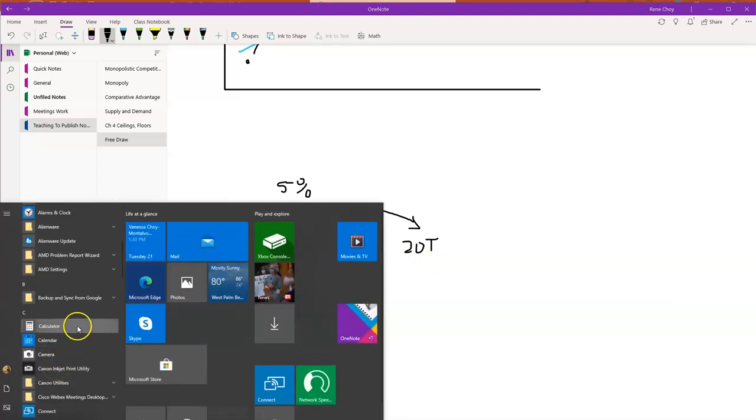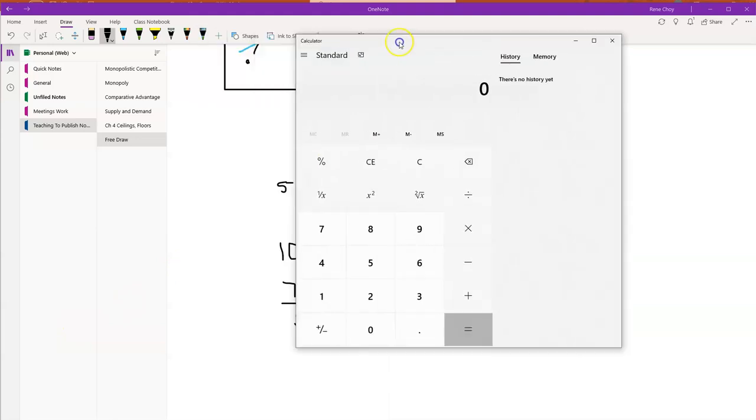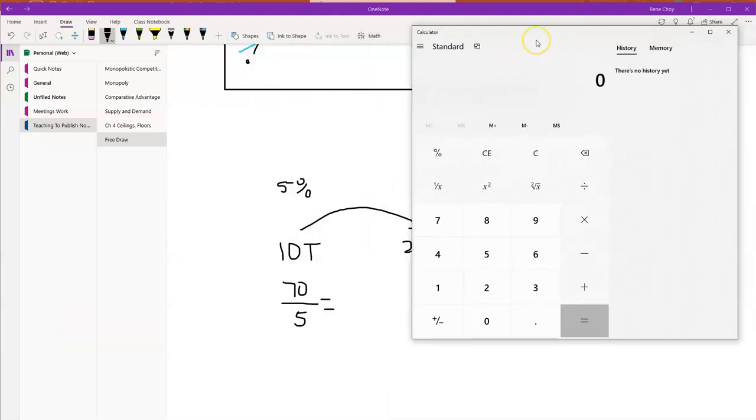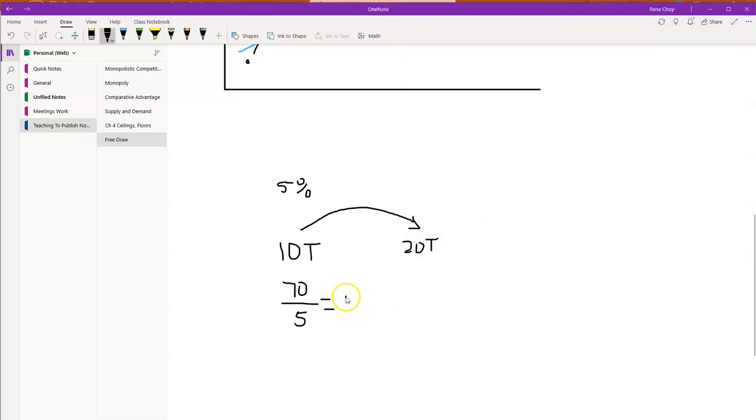Let's pull our trusty calculator. So 70 divided by 5 is 14. Okay, so according to the rule of 70, it will take around 14 years for the GDP to go from 10 to 20.